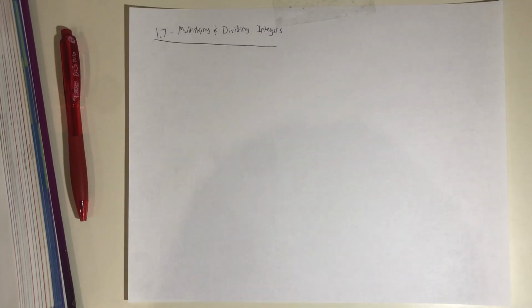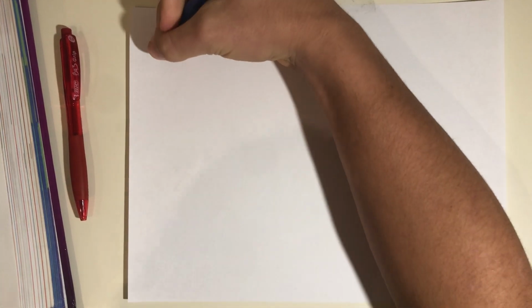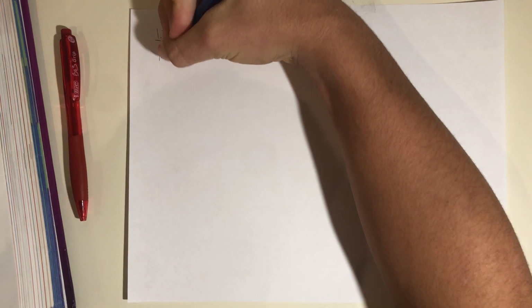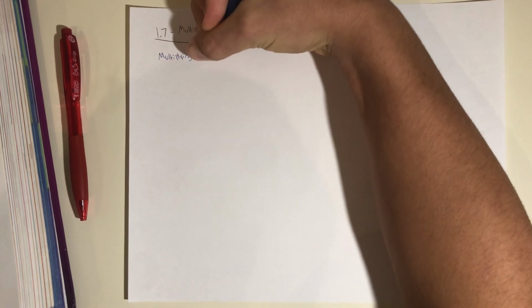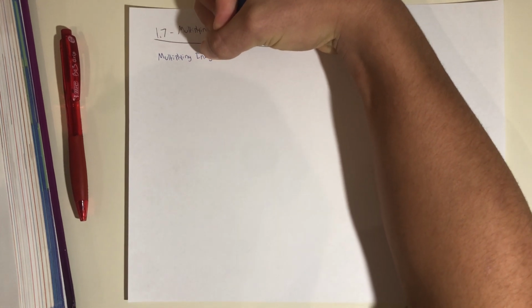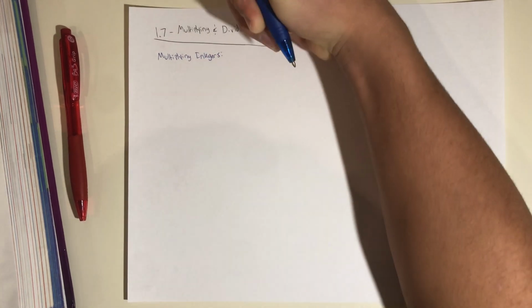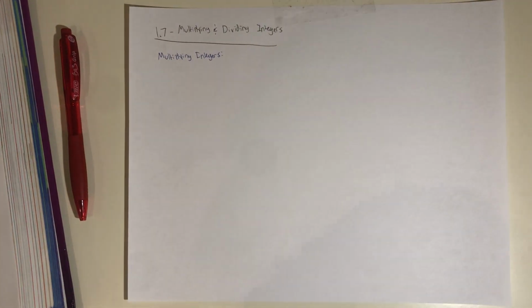Lesson 1.7, multiplying and dividing integers. So when you're multiplying integers, there are three things you have to be worried about.